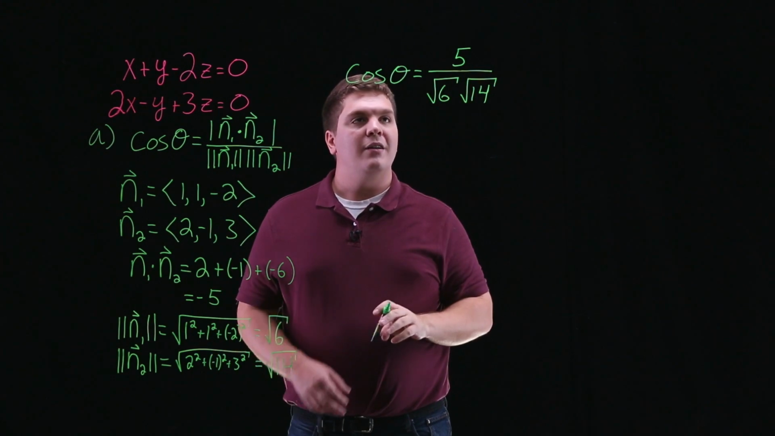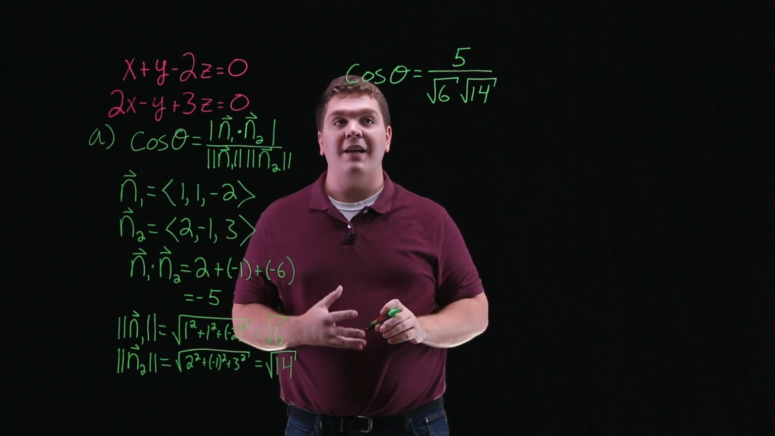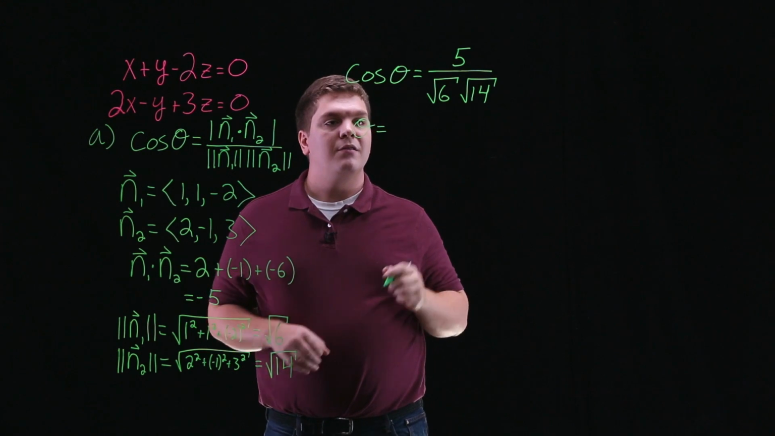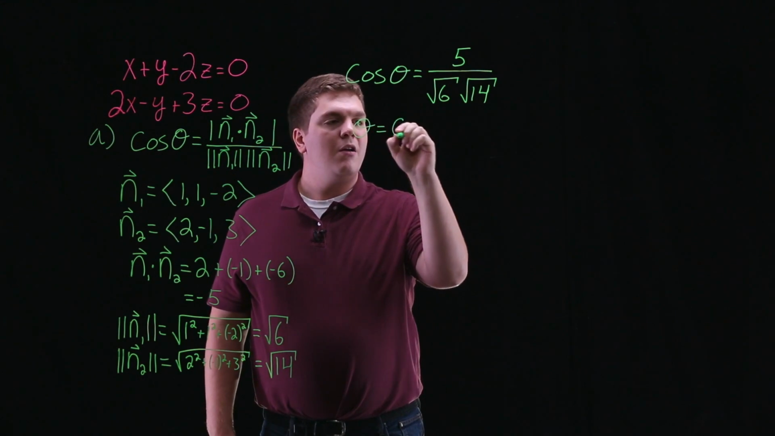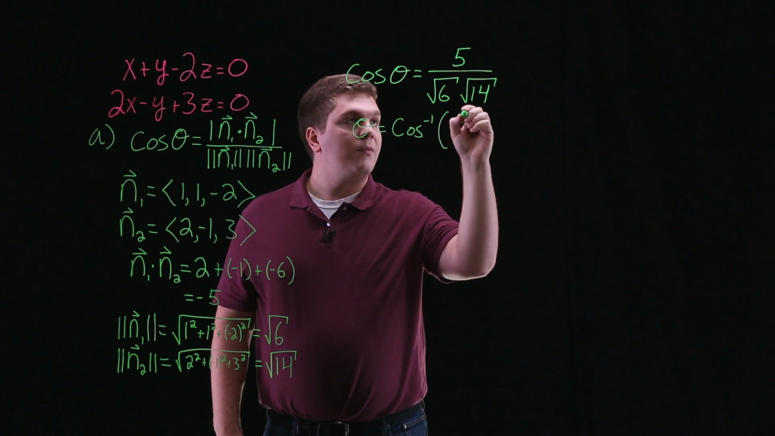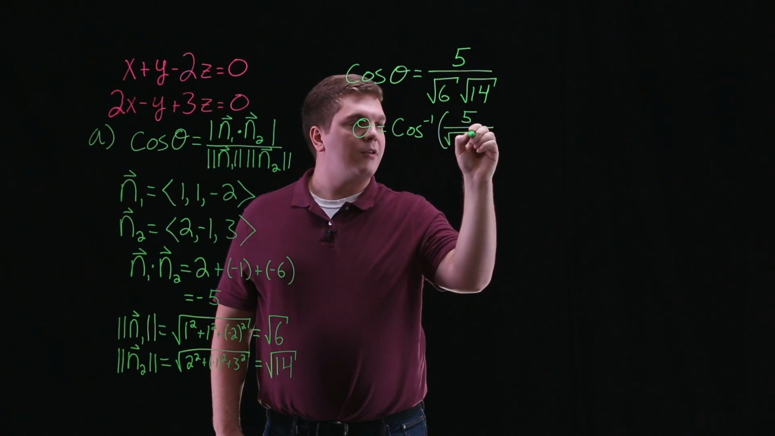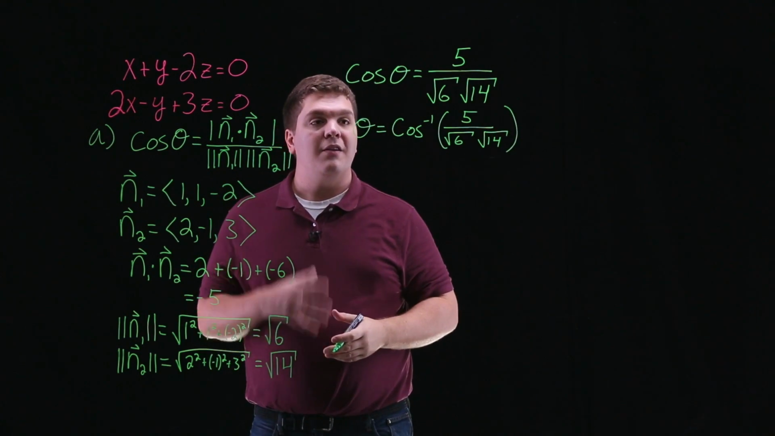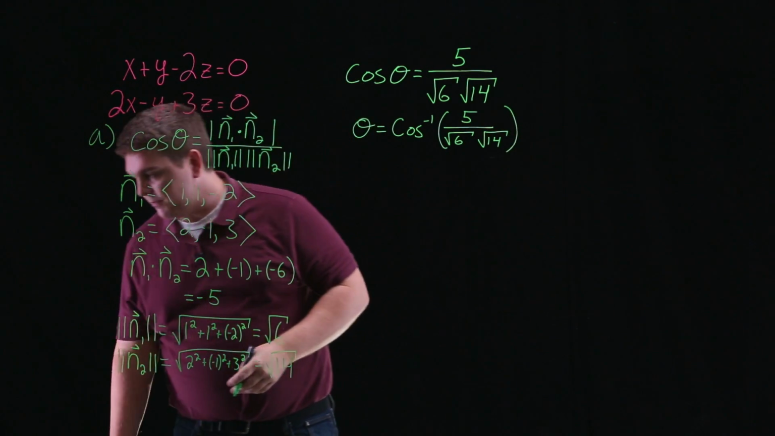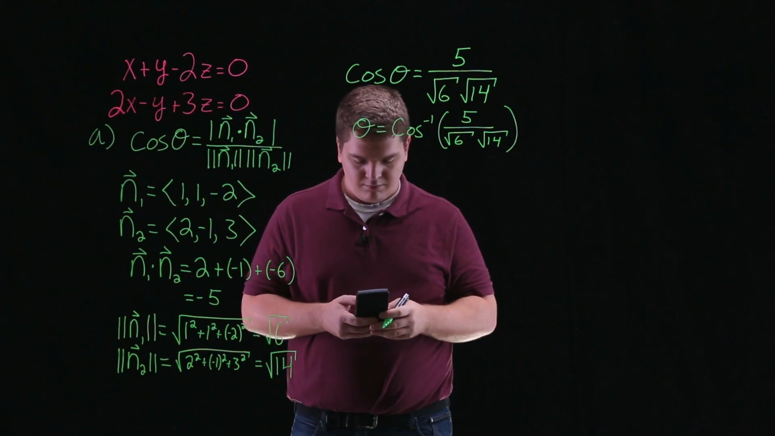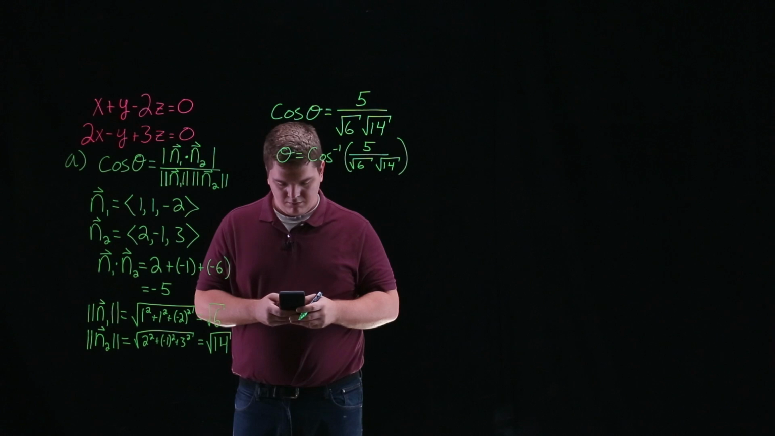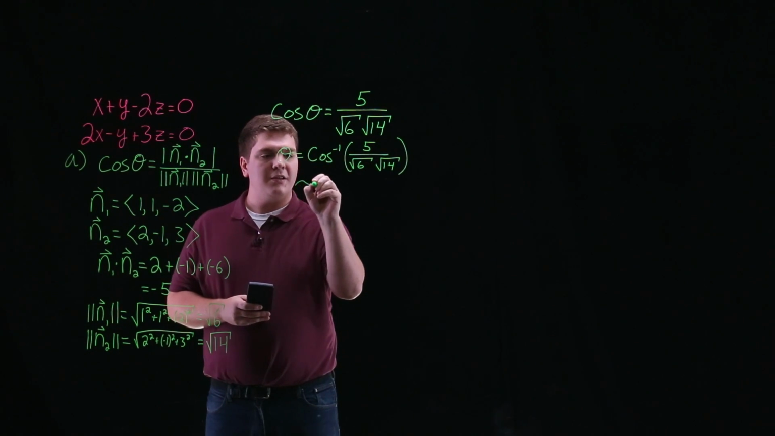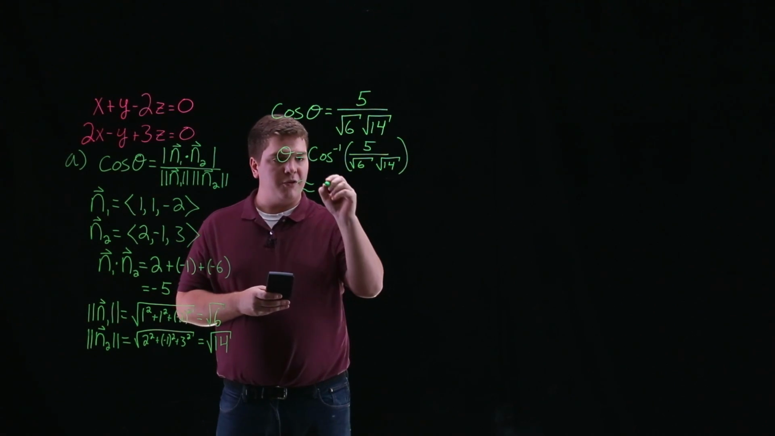Now we could simplify this a little bit here, but we don't have to, since what we're looking for is this angle theta. So we can use the inverse trigonometric properties to write our angle theta as arc cosine, or cosine inverse, of 5 divided by the square root of 6 times the square root of 14. And here we can use a calculator to actually approximate our angle. So what we see is this angle is approximately 56.94 degrees.